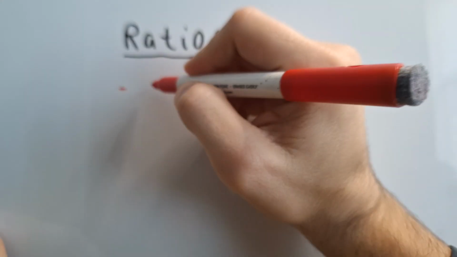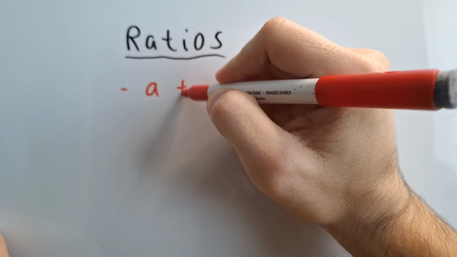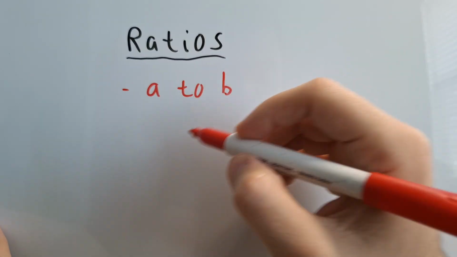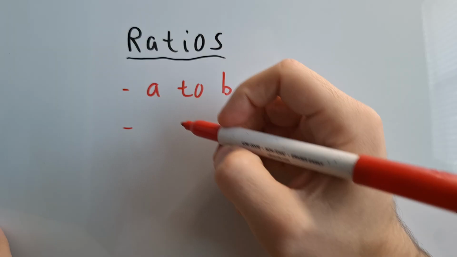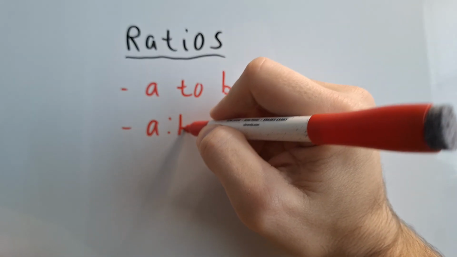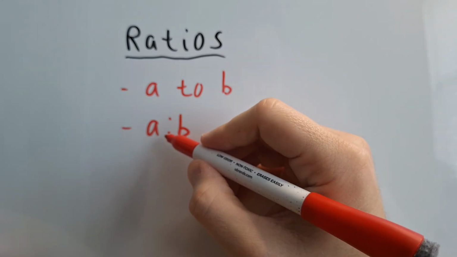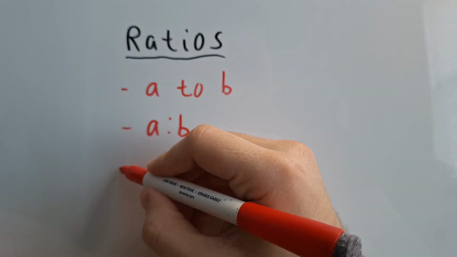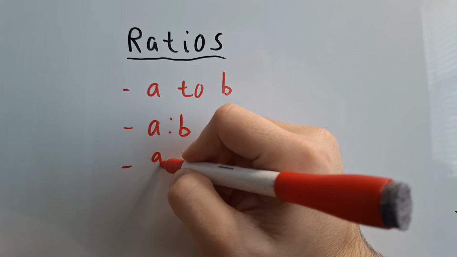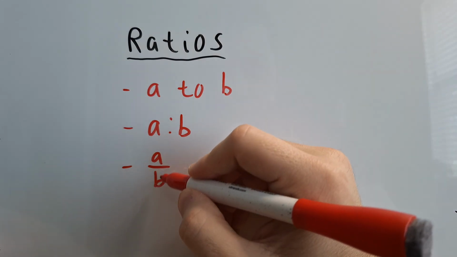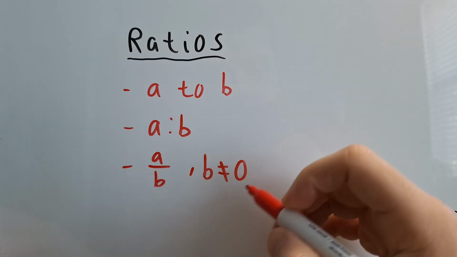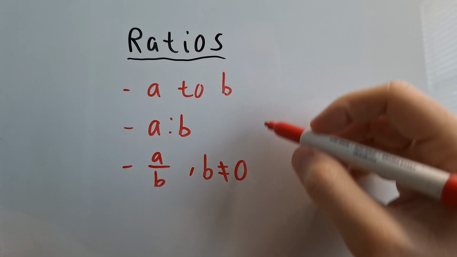The first form is A to B, saying it verbatim, A to B. The second form is A, and then a colon, B. We would still say this as A to B. And then the third form, which is the most common form we'll see, is A to B in fraction form, bearing in mind that B is not 0.